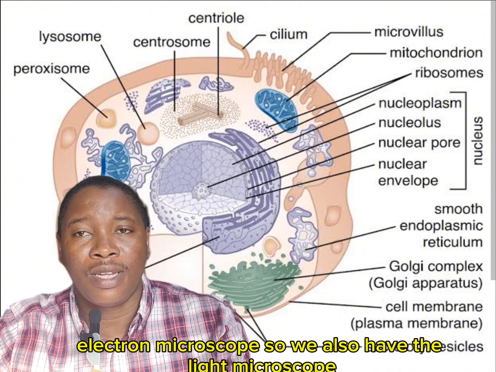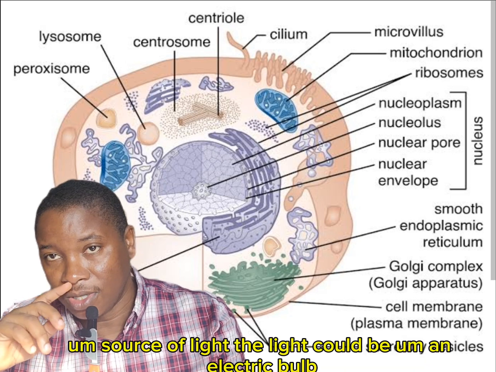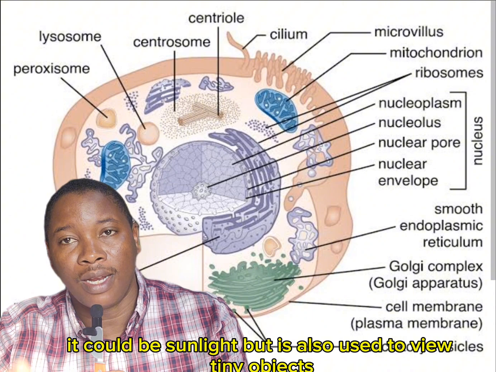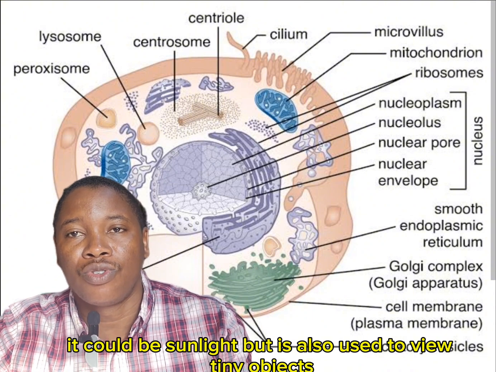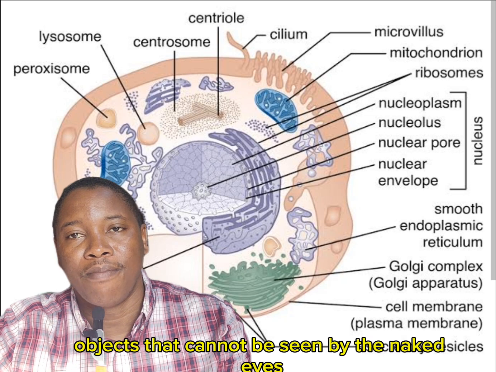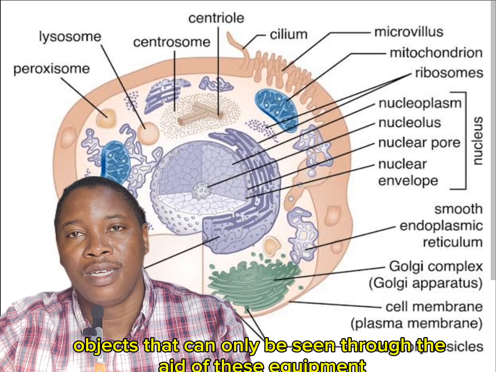So we also have the light microscope that simply makes use of light energy, a source of light. The light could be an electric bulb, it could be sunlight, but it's also used to view tiny objects that cannot be seen by the naked eye, objects that can only be seen through the aid of these equipment.